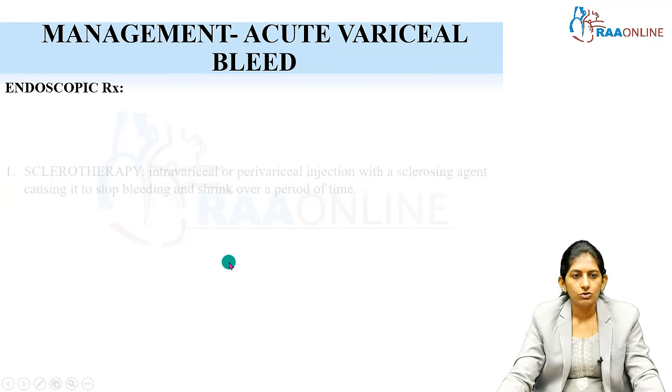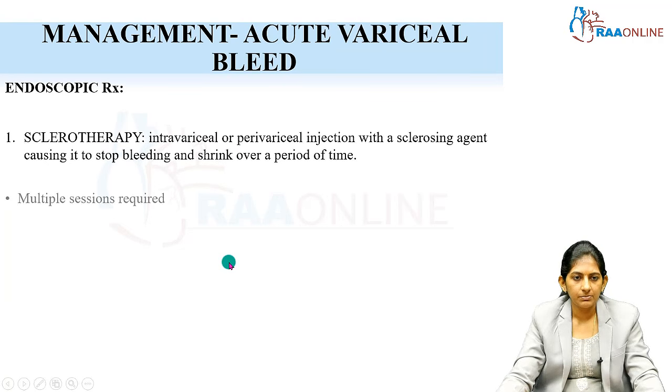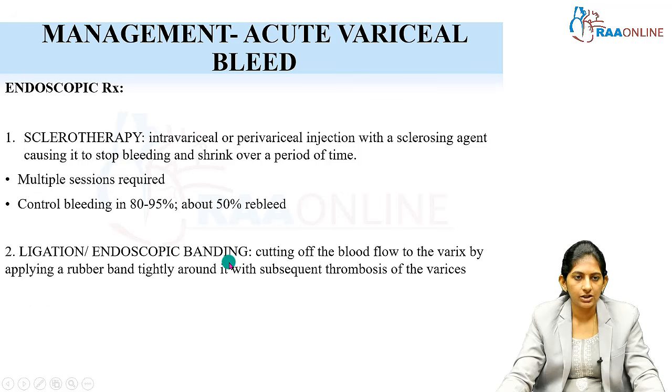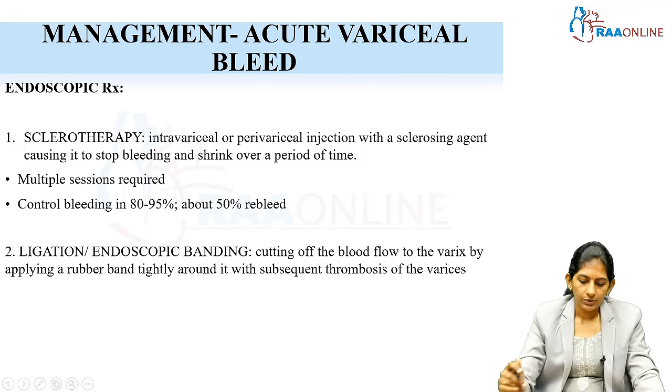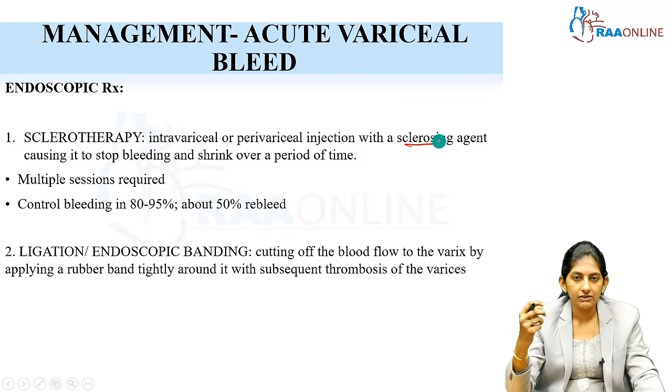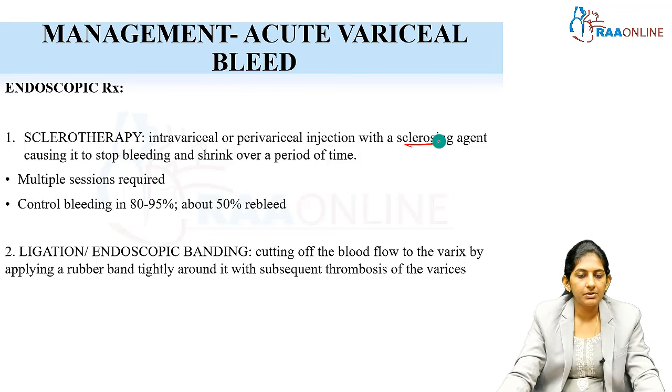Okay. So endoscopic treatment, there are multiple methods. One is sclerotherapy, another one is endoscopic variceal banding or ligation. Sclerotherapy is you inject a sclerosing agent into the varices so that it will shrink. Okay. Multiple sessions will be required for sclerotherapy. And this one is the preferred procedure, endoscopic banding or variceal ligation.